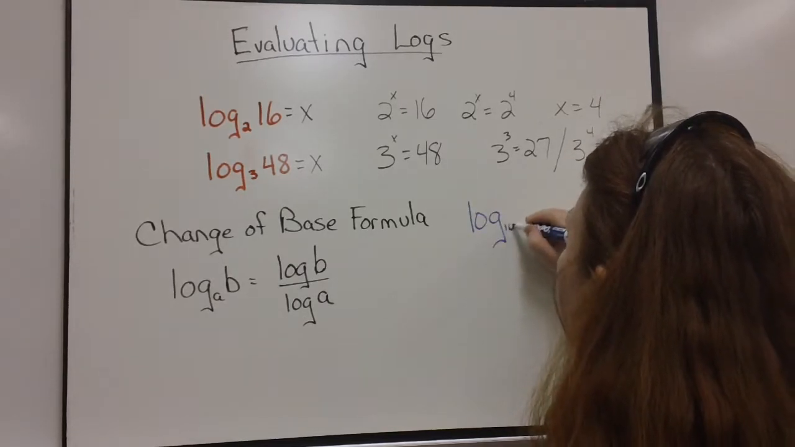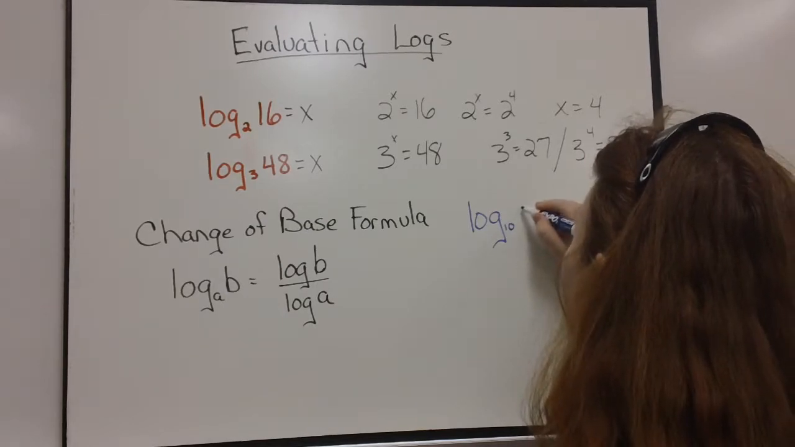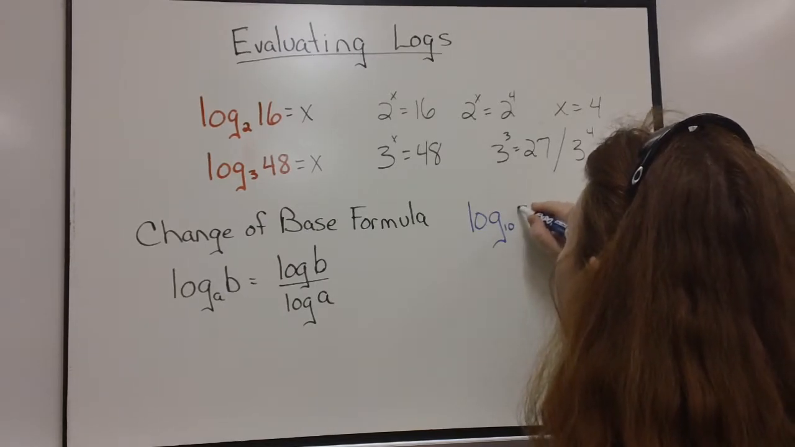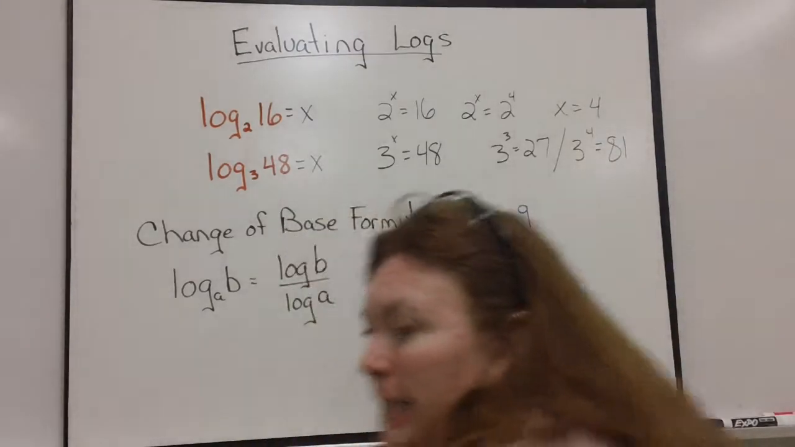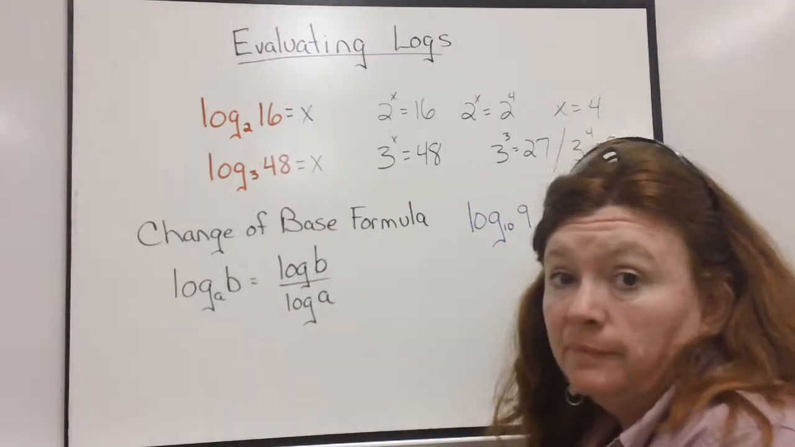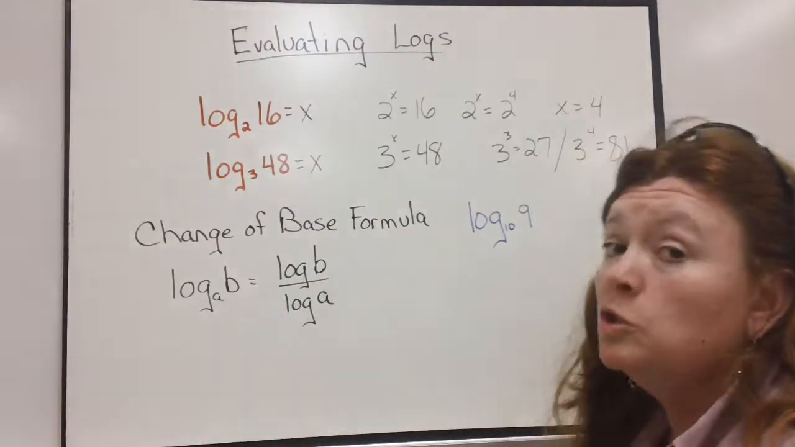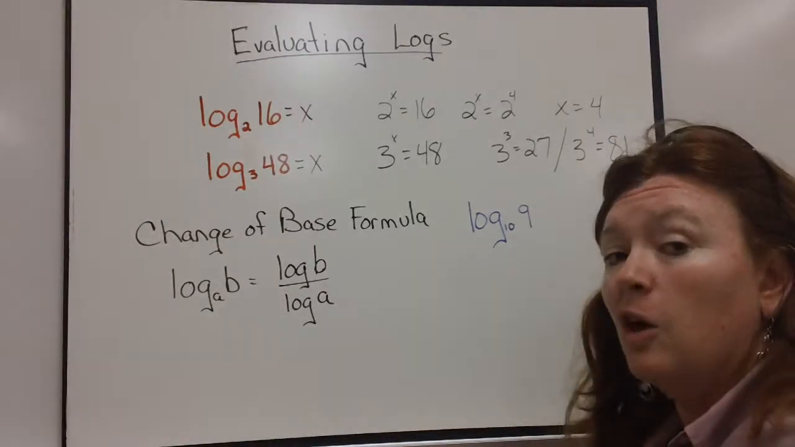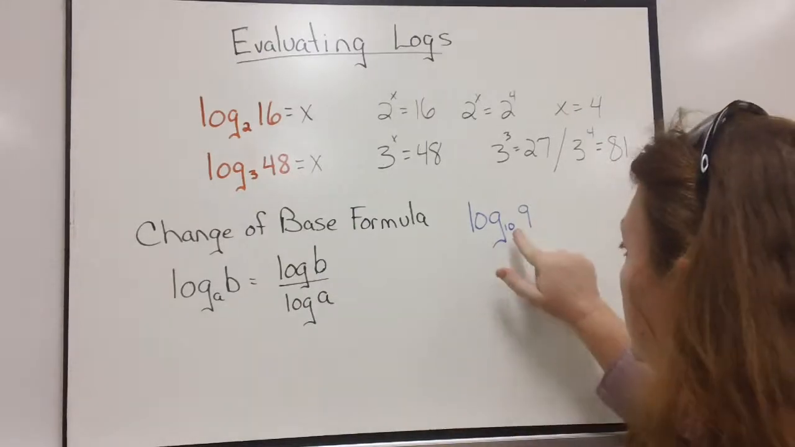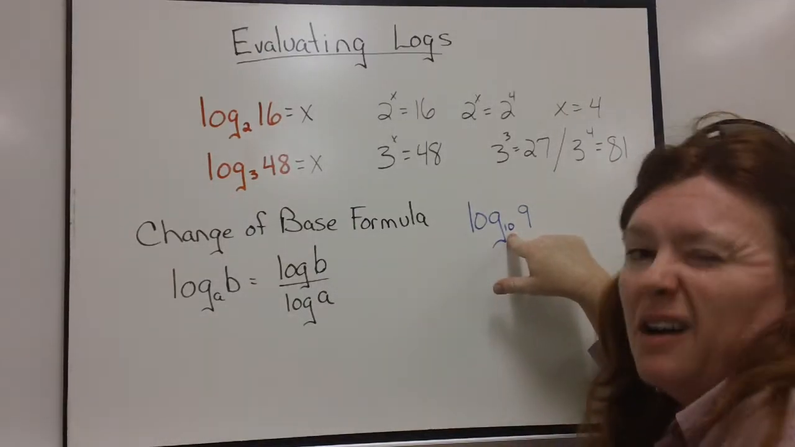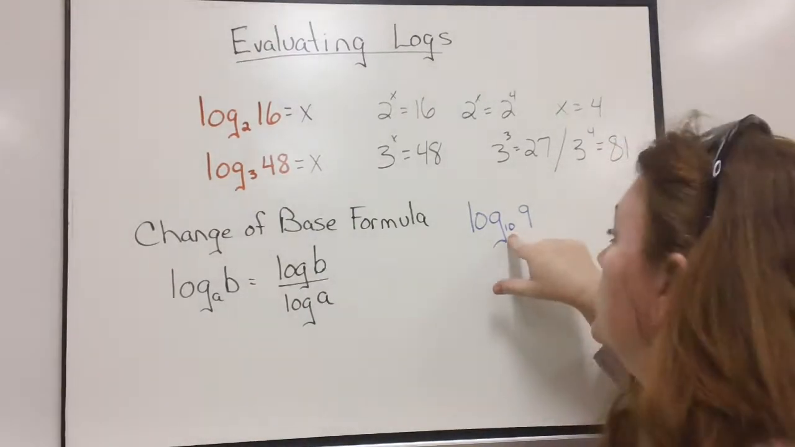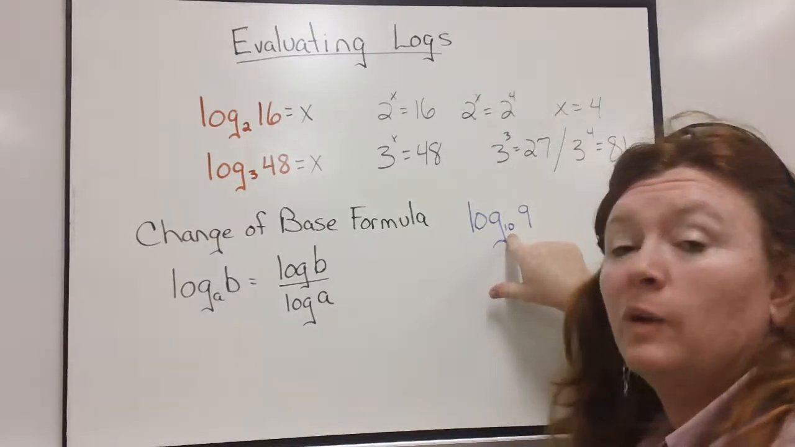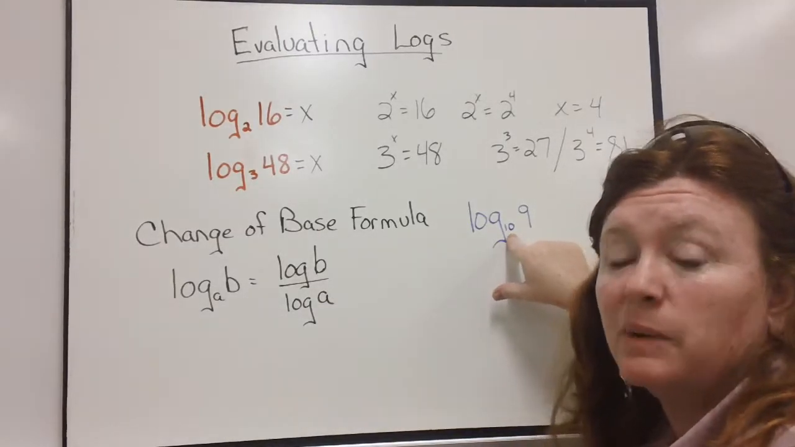Log base 10 of, I don't care, 9. I'll just put a 9 there. This is what we call a common log. You don't have to worry about this too much, but you do need to at least know the main idea, which is that when you have a log of base 10, it is a common logarithm, so you don't have to write the 10. Basically, that's what it comes down to.